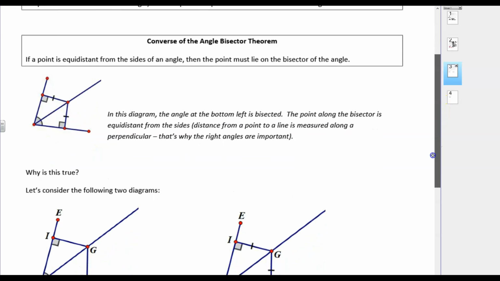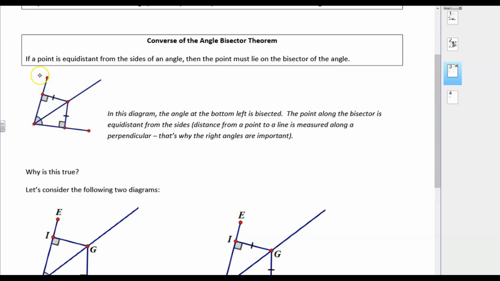So let's look at some examples here. Here I'm going to call this angle ABC and this point D, so that ray BD is bisecting angle ABC. And what happens then is that DE and DF end up being congruent, because those are the segments that would be the smallest distance from point D to line AB and point D to line BC. Those two segments end up being congruent.